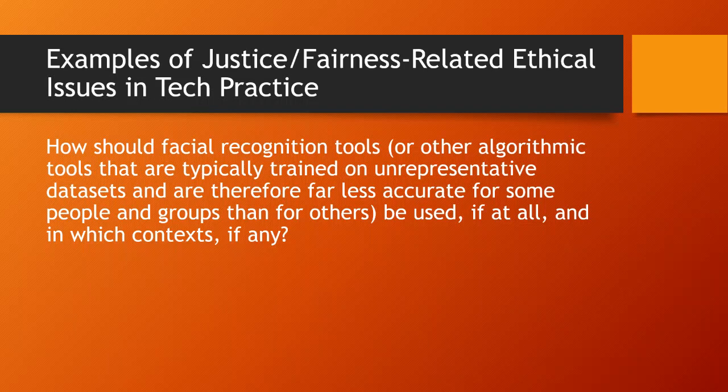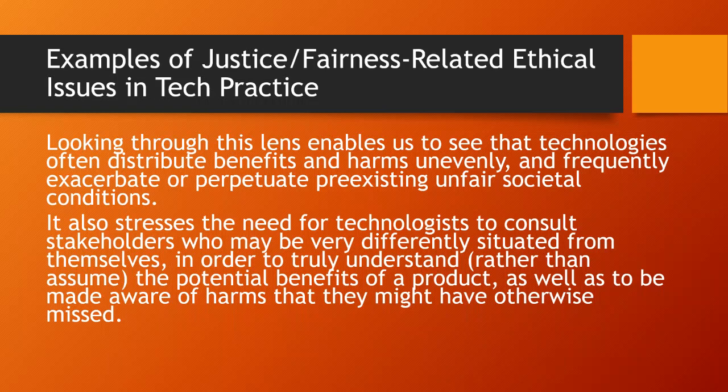How should facial recognition tools or other algorithmic tools that are typically trained on unrepresentative data sets, and are therefore far less accurate for some people and groups than others, be used, if at all, and in which context, if any, and how does this actually have an impact? Looking through this lens enables us to see that technologies often distribute benefits and harms unevenly and frequently exacerbate or perpetuate pre-existing unfair social conditions. It also stresses the need for technologists to consult stakeholders who may be very differently situated from themselves in order to truly understand rather than assume the potential benefits of a product, as well as to be made aware of harms they might have otherwise missed.